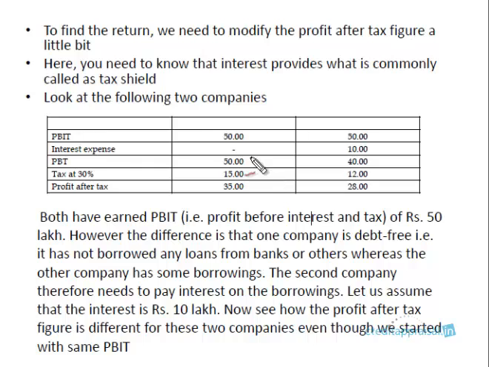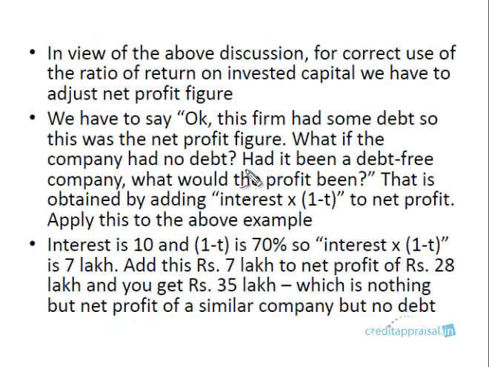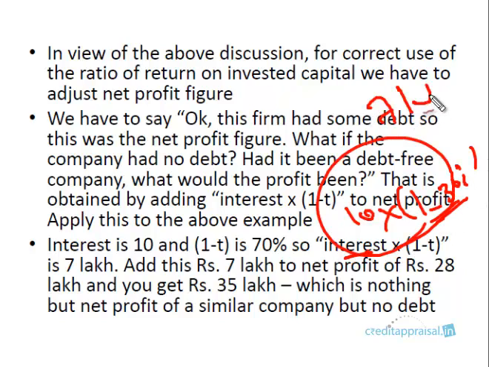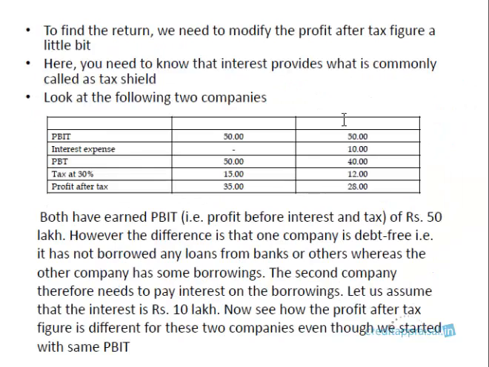This is known as tax shield. Interest provides what is known as a tax shield. It will be reducing the tax component to some extent. So what we are basically doing in the above formula is adding back that component. You see here in this example, interest is 10 lakhs. To that we apply 1 minus T, where tax rate is 30%. So this is 70%, which is totally 7 lakhs. So if you add back that 7 lakhs to this 28, you're going to get 35.